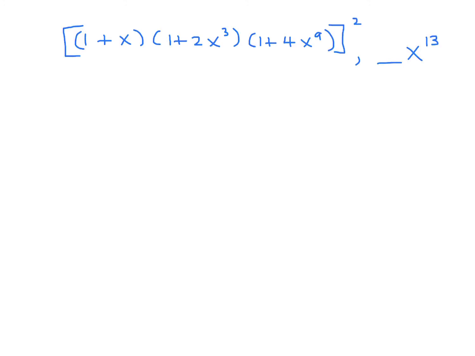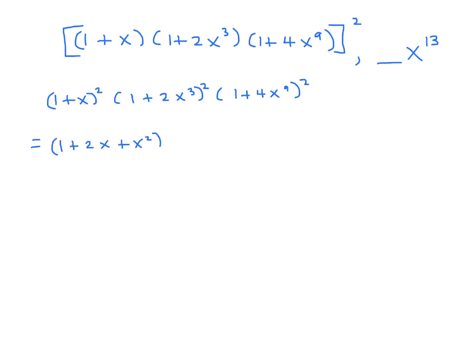Since this is relatively small, I will first show you how to do it the long way. That one, of course, would become 1 plus x squared, 1 plus 2x to the third squared, and 1 plus 4x to the ninth squared, like that. And if you expand these, you will get very quickly 1 plus 2x plus x squared, 1 plus 4x to the power of 3 plus 4x to the power of 6, and this one will give 1 plus 8x to the ninth plus 16x to the power of 18.